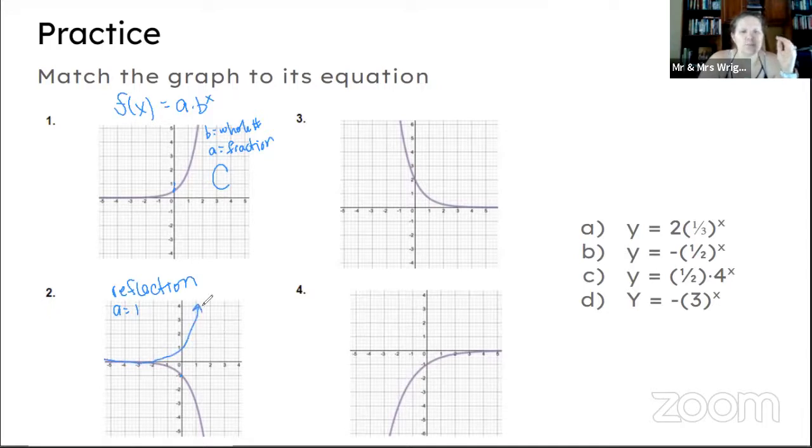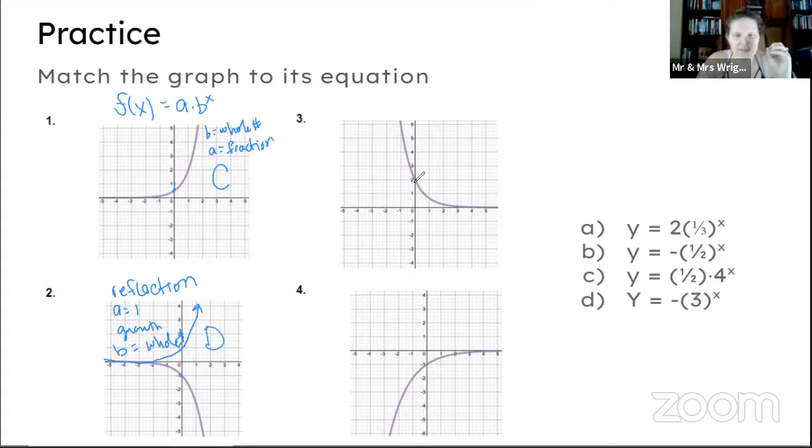And I see that it is. If this were not reflected, would that be growth or decay? Well, it's growth, which means that B is going to be a whole number. So we need a whole number that has a negative multiplier. It looks like it's going to be right here, D. All right, so let's look at this one.